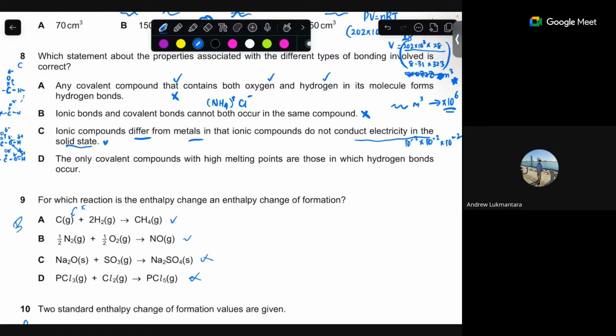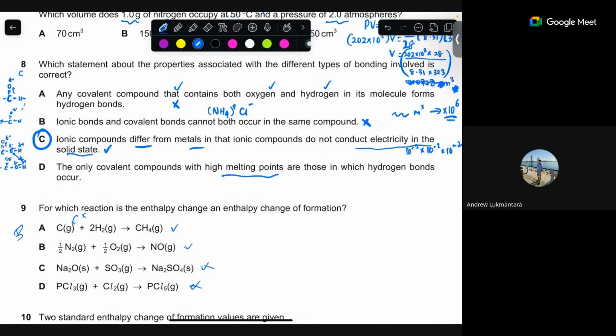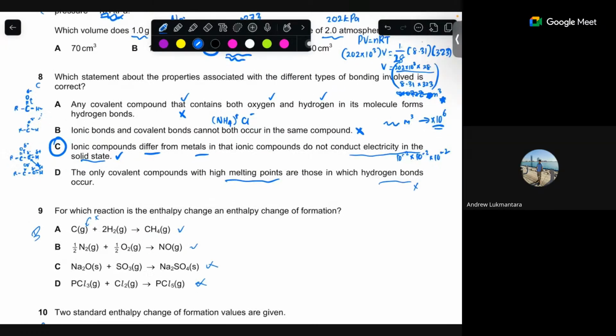Okay, this is correct. Ionic compounds do not conduct electricity in solid state because there are no free moving ions. But metals conduct electricity in solid state. So that will be the best answer over here. The only covalent compound with high melting points is hydrogen bonds? No, a covalent compound with high melting point can also be graphite, or the giant molecule diamond. So C will be the answer for this.